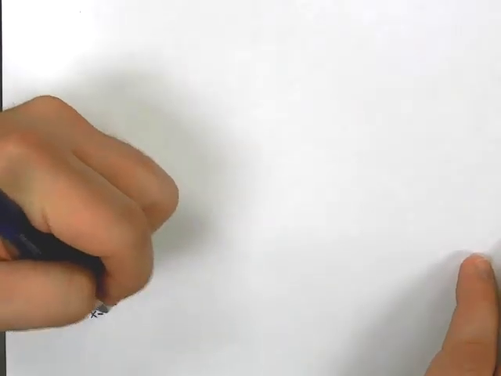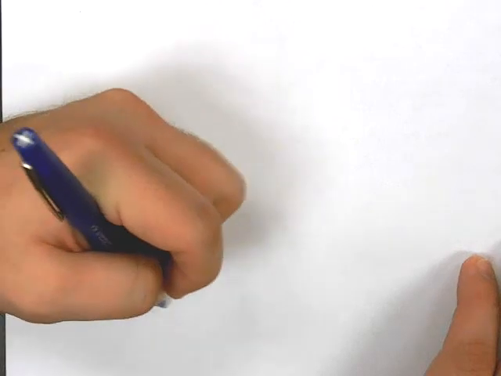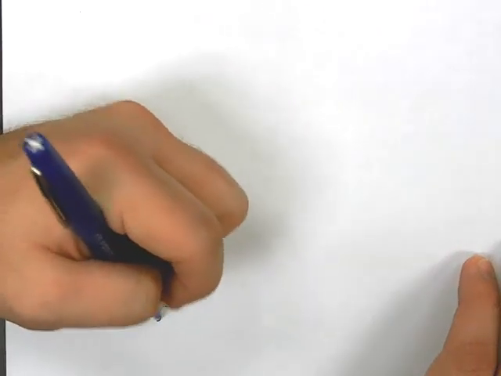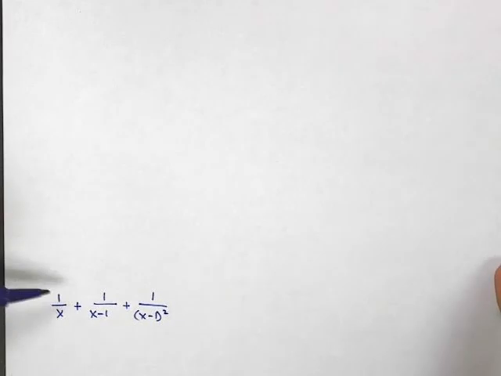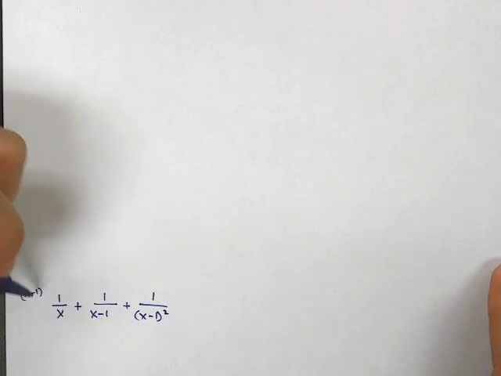Alright, and I'm going to say if I have like 1 over x plus 1 over x minus 1 plus 1 over x minus 1 squared. Now we're not going to actually do this problem, but what I want you to understand here is what would I have to do in order to get a common denominator, to actually add these? Well, I'd need to multiply this first piece by what? x minus 1 squared.